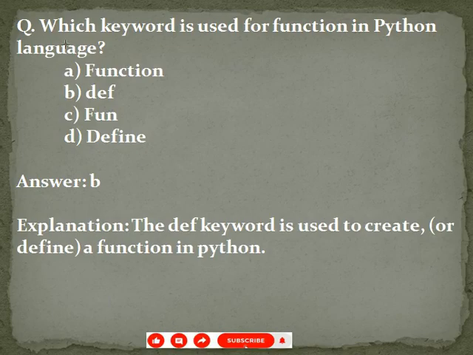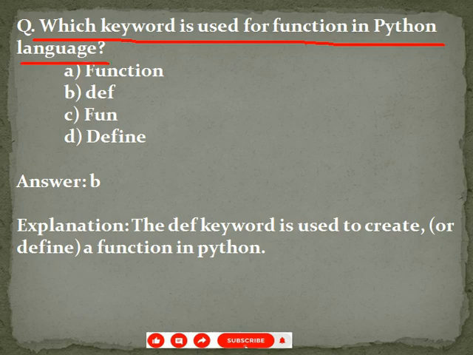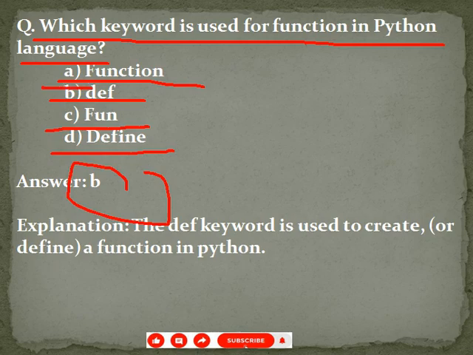Our first question is, which keyword is used for function in Python language? Given options are option A function, option B def, option C fun, option D define. Here correct answer is option B def. The def keyword is used to create or define a function in Python.